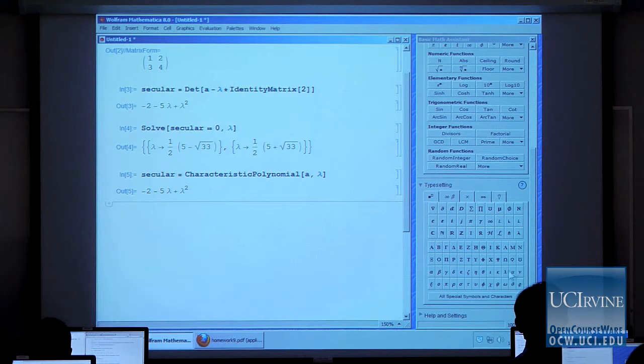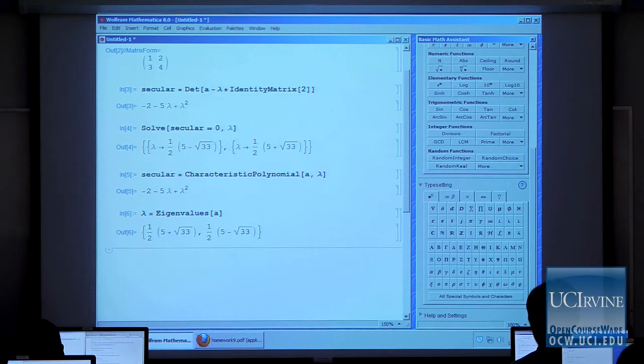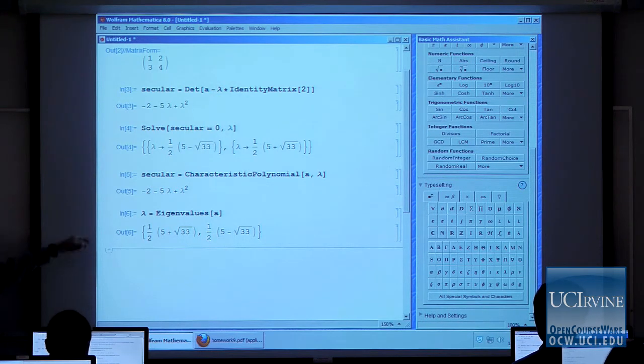And so you could say directly, for example, lambda equals Eigenvalues of A. All right? And when you do that, you see that you go directly to the solutions of the secular equation. So when you want to calculate eigenvalues with Mathematica, just use the Eigenvalues command. Also, you may want the eigenvectors. And the way you get those is you just ask for them, Eigenvectors of A.